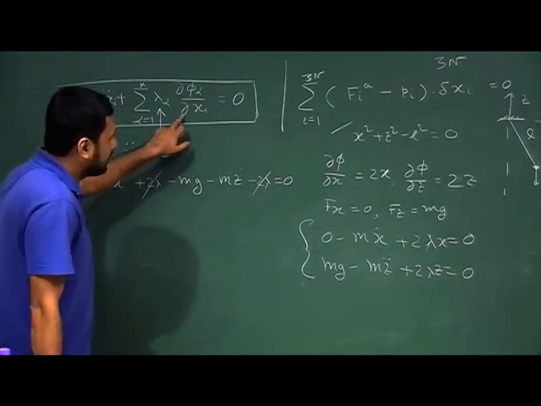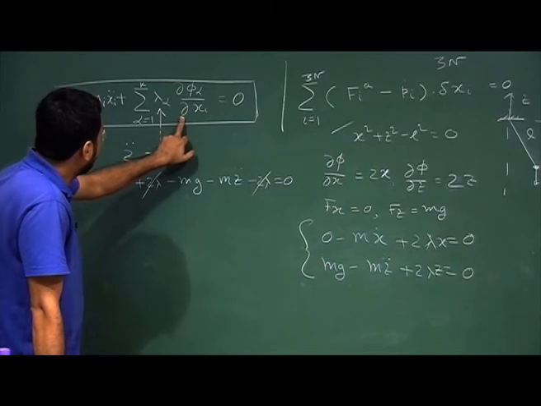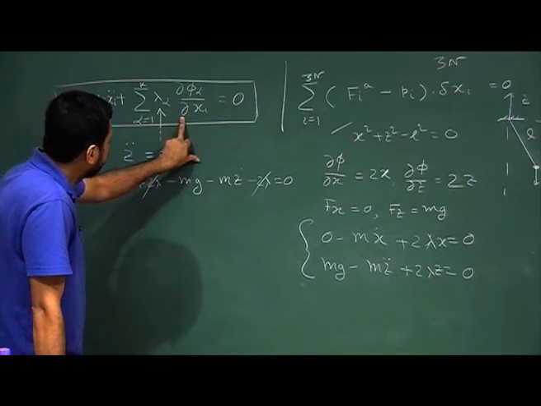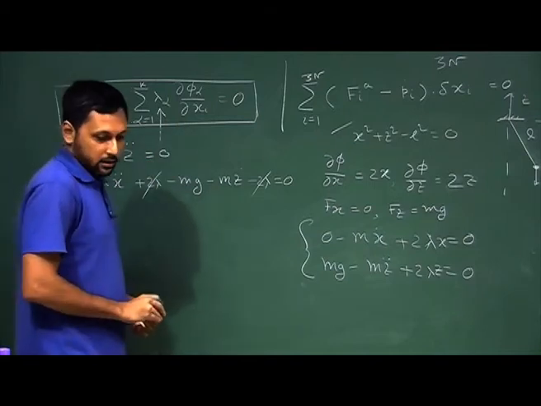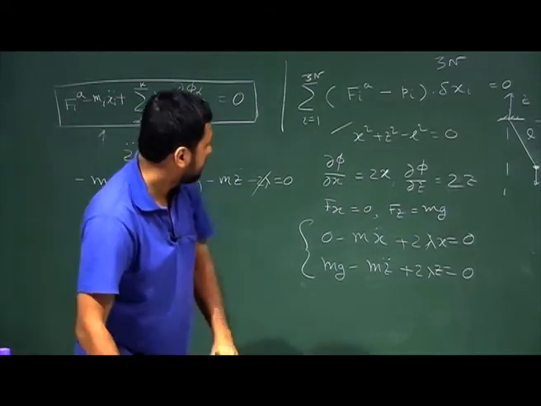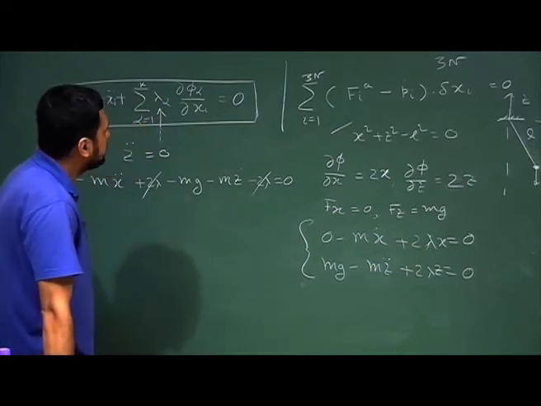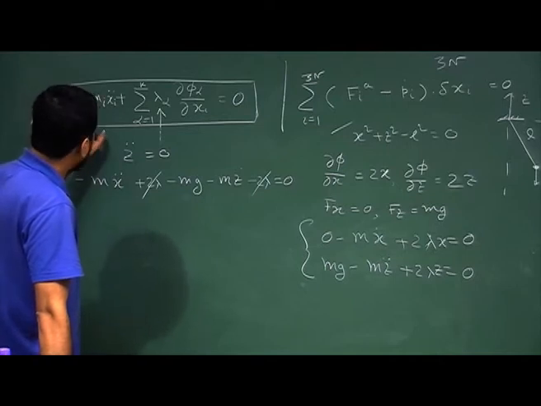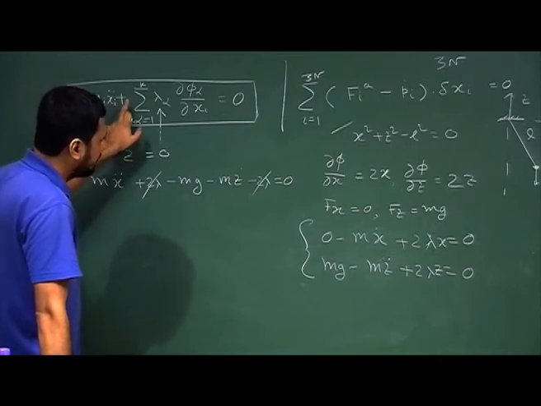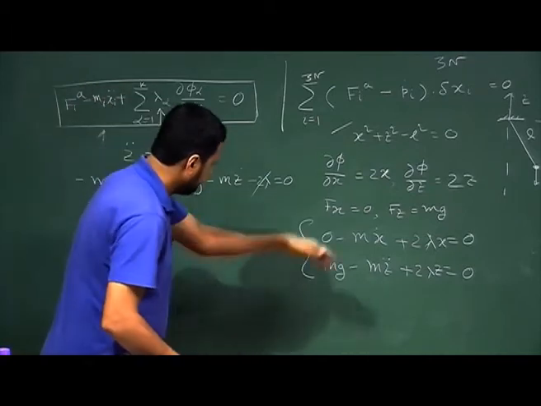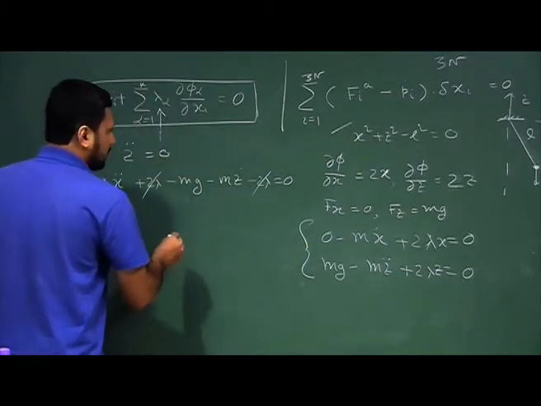In the first term we have to add del phi del x_i. So, the first equation will be 0 minus m x double dot plus 2 lambda x. Now these are two equations.